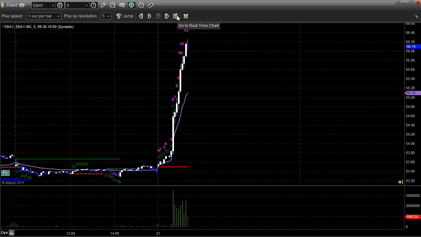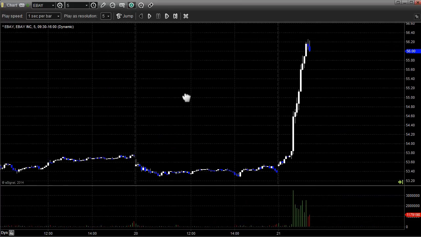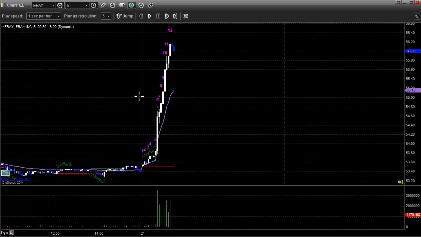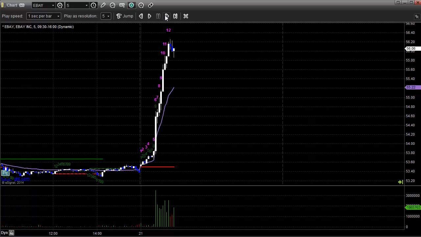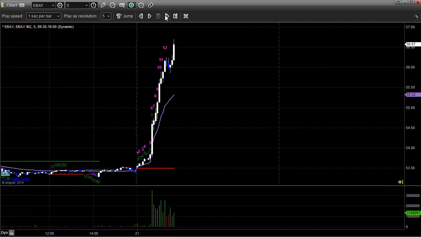Some people get faked into this little pullback. I'm sorry, I just jumped past it. Some people get faked into this little pullback here, which has a bar down and another bar down. But at this point we still do not have the 13 signal. Now, one more bar up, and look what this gives us. This is the new closing high. That prior bar was not.